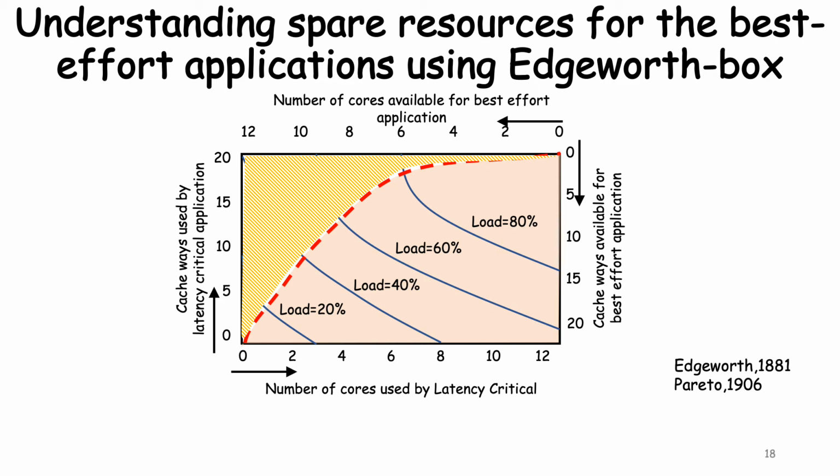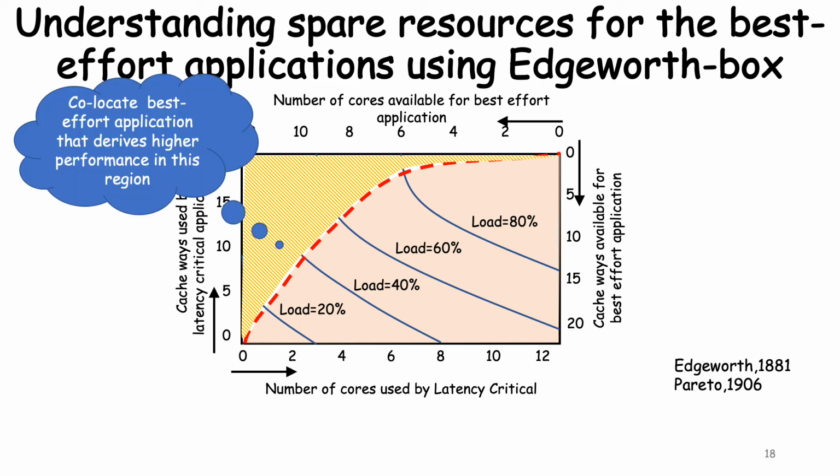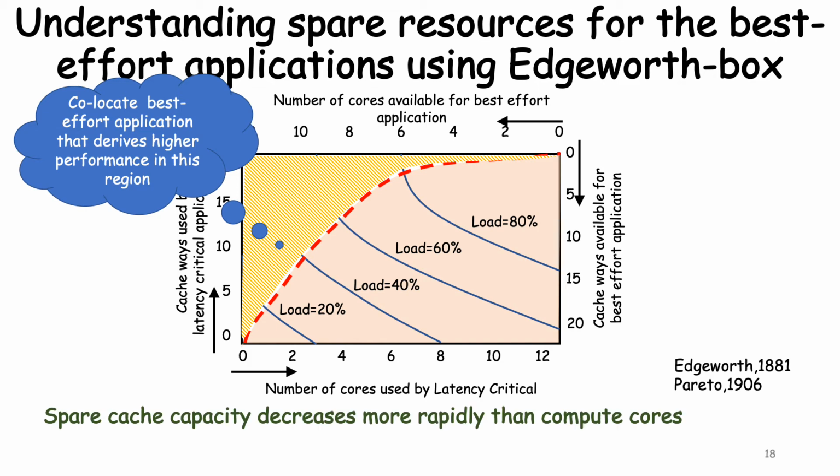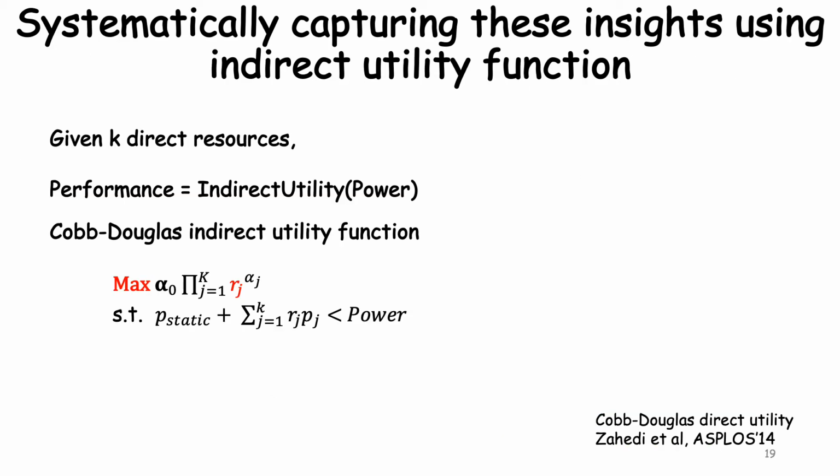For a placement to be efficient, we need to collocate a best effort application whose power efficient allocation falls in the highlighted region. In this illustration, the spare cache capacity decreases more rapidly than compute cores. Therefore, a best effort application that derives higher performance per watt from cores as opposed to cacheways will be a suitable candidate for effective collocation.